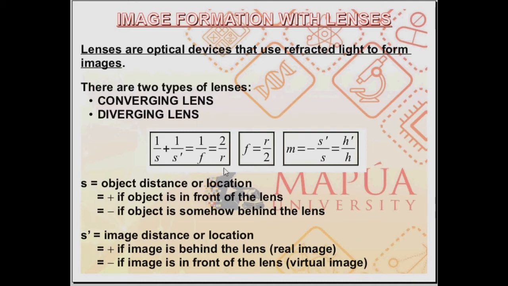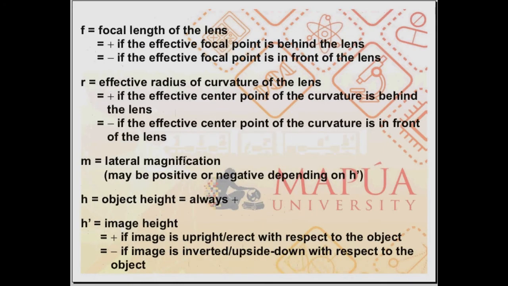f is still the focal length and r is still the radius of curvature. f is positive if the effective focal point is behind the lens. There are two focal points to speak of for lenses, and if one of them, the effective focal point, is behind the lens, f is positive. Focal length f is negative, on the other hand, if the effective focal point is in front of the lens.